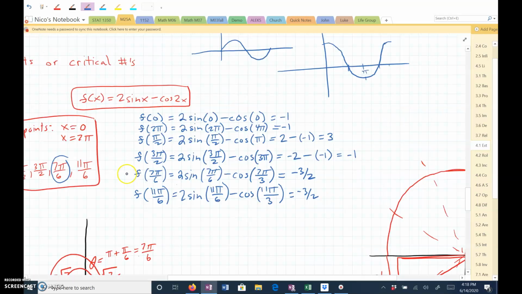For the sake of time, for these last two, after you calculate them, they're both going to be negative 3/2. So now you can see here that this one would be our max, and these two would be the minimum.